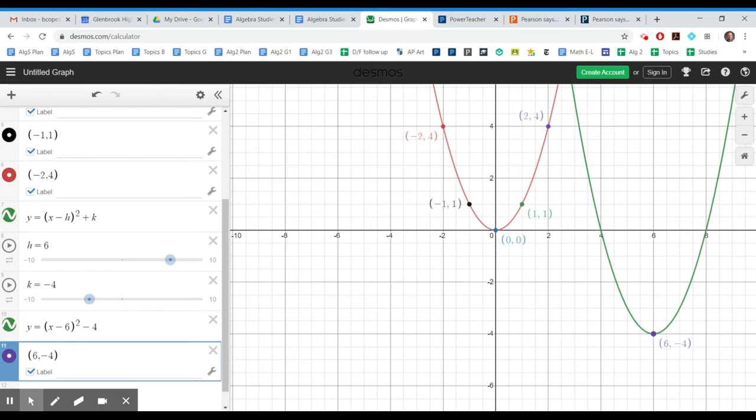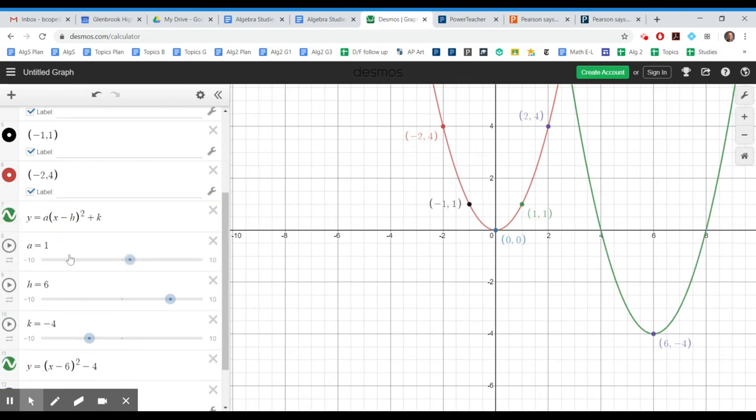Okay, one last thing. We also have that a value that we learned about last time. So I'm going to put the a value back in here. And I'm going to show you that the a value can still affect the shape of the graph even in vertex form. Okay, so if I make a big, that parabola becomes narrower. And as I make a small, that parabola gets much wider. In fact, if I make a negative, the parabola opens downward.